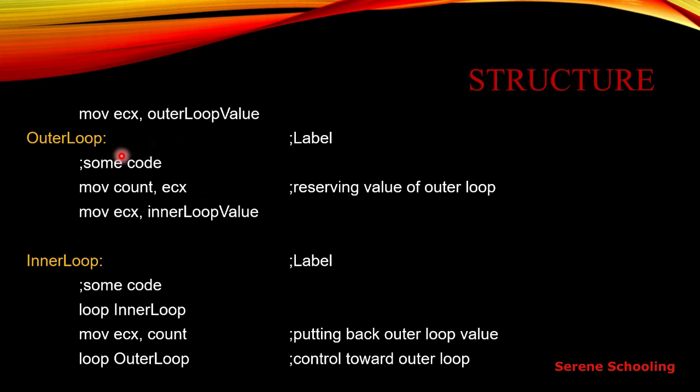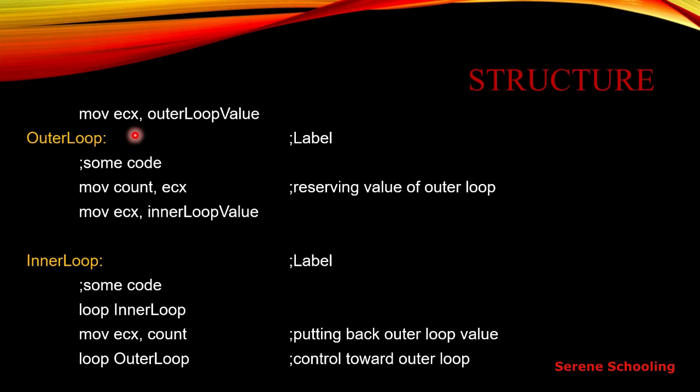Here you can have some code, whatever operations you want to perform. And then what I'm doing, count is some variable which you can assume I have declared. I'm moving that ECX value, that is the outer loop value, into count. Why am I doing this? Because in the very next step you can see that I'm moving another value, the inner loop value, suppose it is 2, into ECX. Before it was 3 in ECX and now it's 2 in ECX. If I don't perform this specific step, my previous ECX value has gone away and I cannot get that value back.